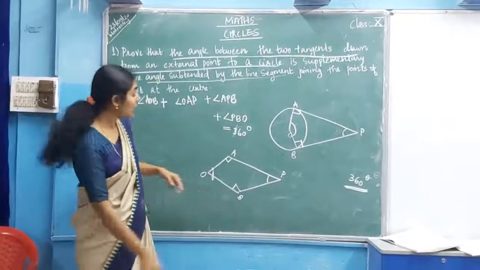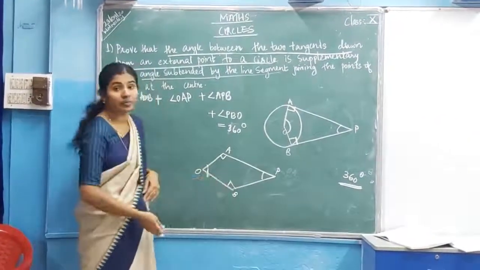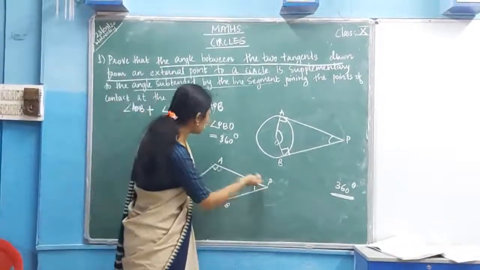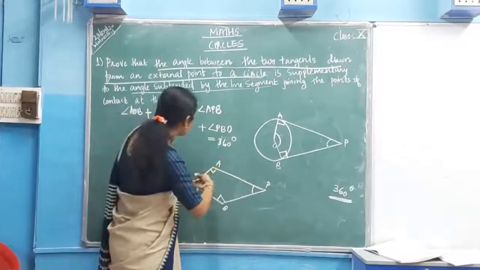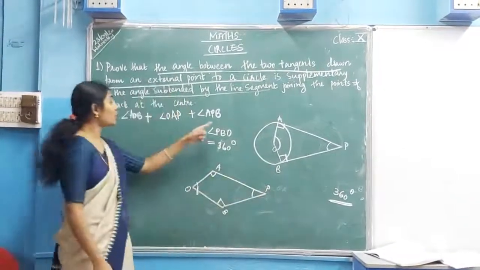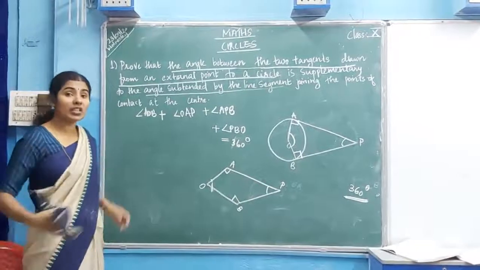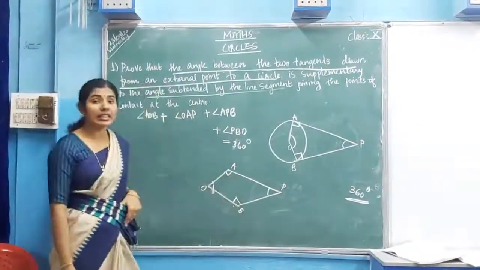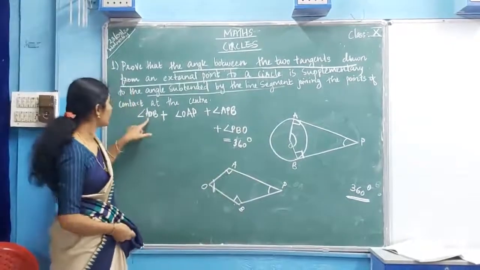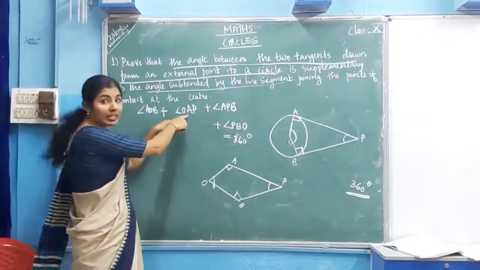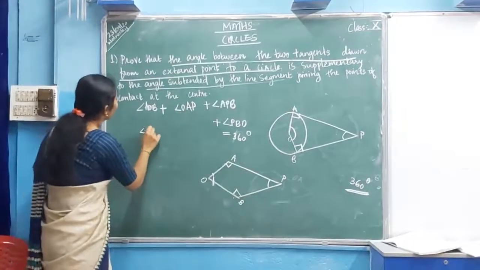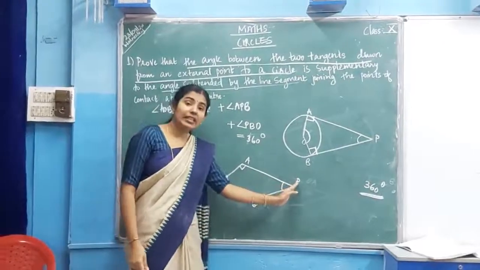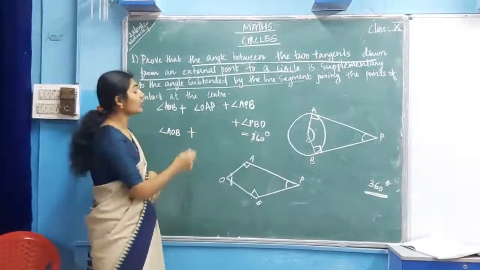So when you see the quadrilateral, sum of 4 angles is 360 degree. So which are the 4 angles? Angle AOB. Next one, angle OBP. Third one, BPA. Last one, angle OAP. So sum of these 4 angles is 360 degree. Now we see, you know these 2 angles are 90 degree. So substitute the values. Here you see, angle OAP is 90 degree. So instead of writing angle OAP, you can give the value.